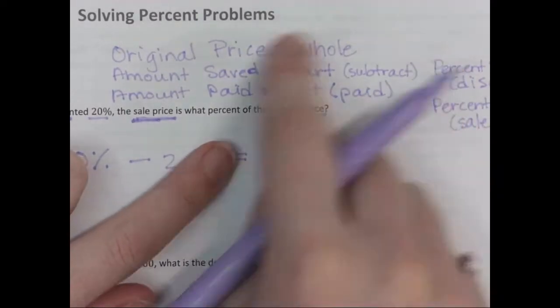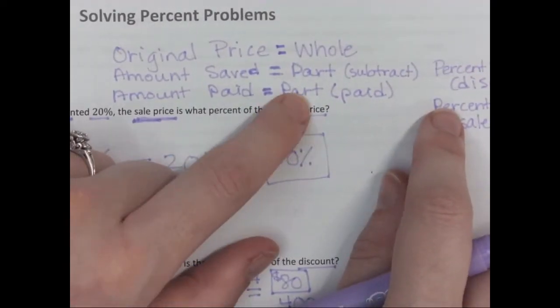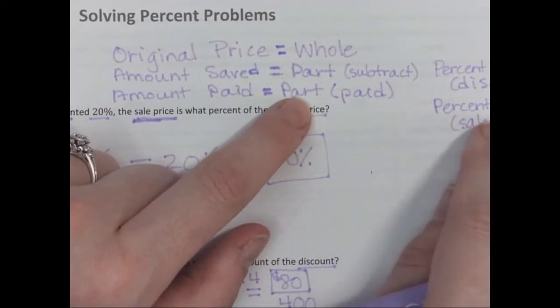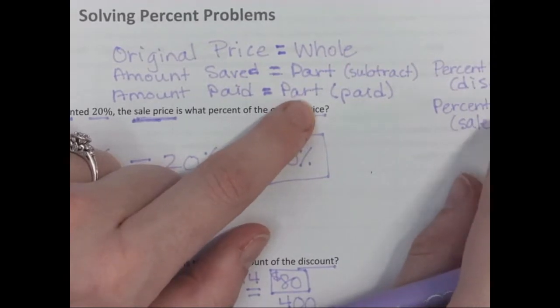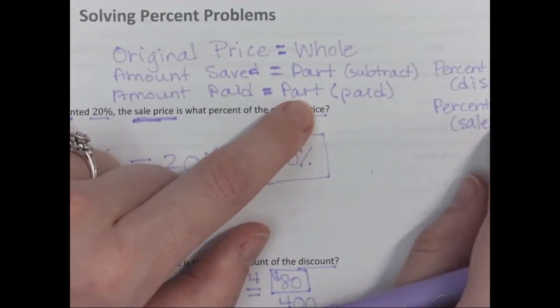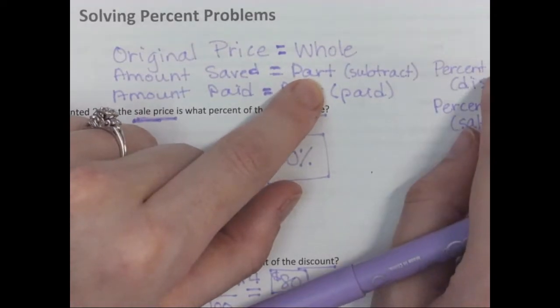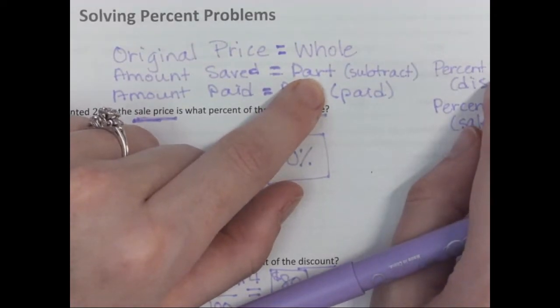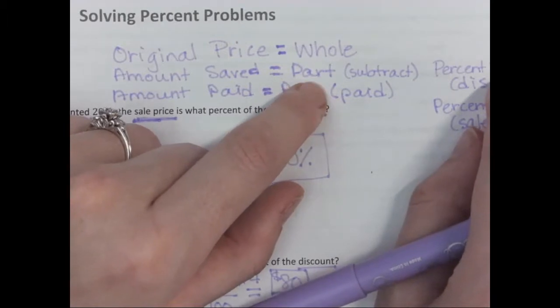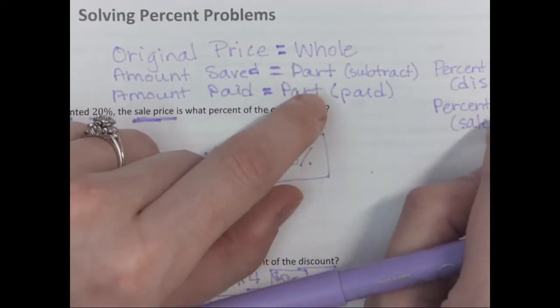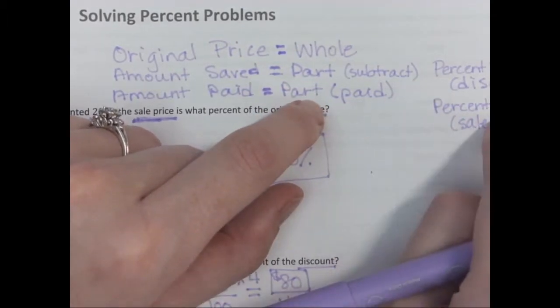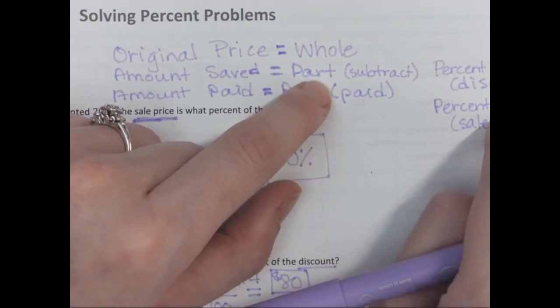Now, when you're putting these problems together, all that matters is if you're solving for this, you use this percent. They go together. Percent paid can help you find part paid. If you're solving for the part you saved, you use the percent saved to find that part. These two go together. These two go together. You can't use the percent you paid to find the percent or the part that you saved, right?